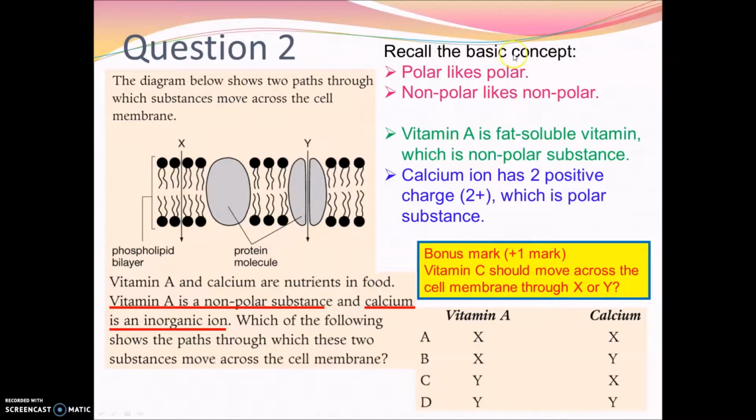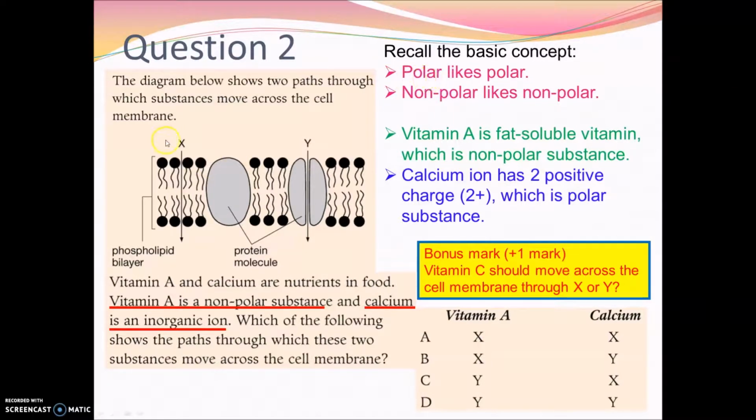Recall the very basic concept of the cell membrane, its arrangement, and how it can be differentially permeable, because the basic idea is that polar likes polar and non-polar likes non-polar. For example, for the phospholipid molecule, the head is a phosphate group, and the tail is the fatty acid chain. Which part is polar, which part is non-polar? You should be able to recall it from the book.